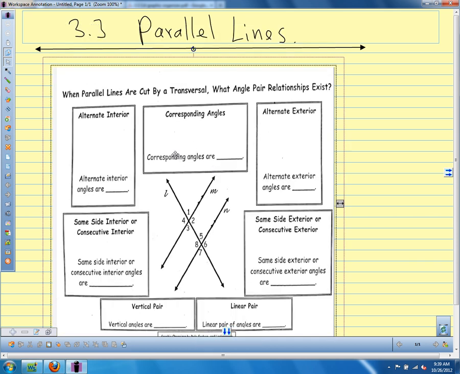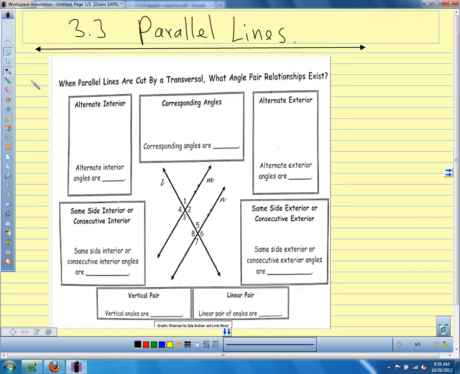So a transversal, we haven't really talked about transversals before. A transversal just means a line, a ray, or a segment that intersects two other lines, rays, or segments. So on our graphic organizer, line L is the transversal. It's cutting across these two other lines.